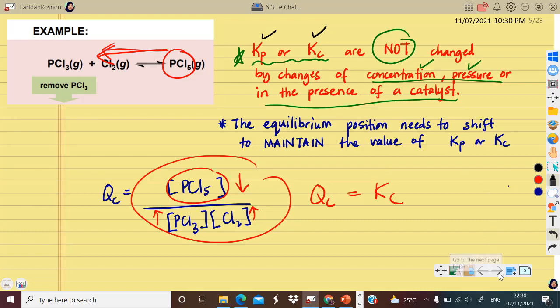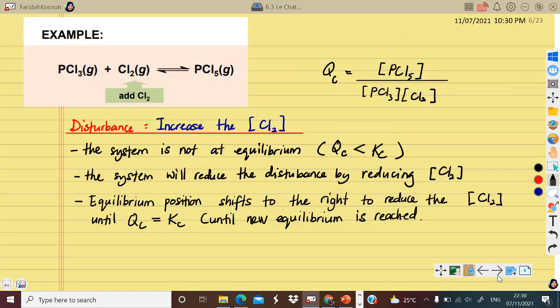Okay, so now let's continue with the next example. Satu lagi contoh untuk faktor concentration. Okay, so now for this example, the disturbance is increase the concentration of chlorine gas. Jadi kalau kita lihat kat sini, concentration of chlorine gas bertambah. Chlorine gas tu siapa? Chlorine gas tu adalah salah satu reaktan juga. Okay, jadinya sekarang bila concentration itu bertambah, dan ni adalah reaktan, the system is not at equilibrium dan ketika ini QC is less than Kc.